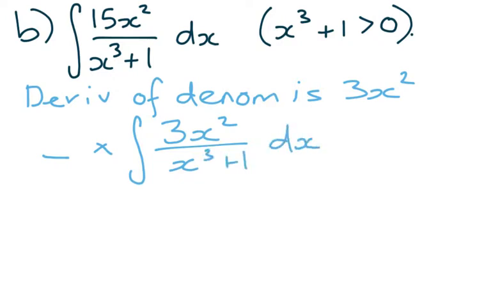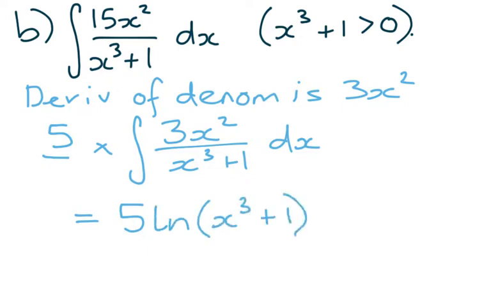Now, what do we need to multiply the 3x squared by to get it back to 15x squared? Well, it would need to be multiplied by 5. So we would then have 5 times the natural log of x cubed plus 1, because remember, it's the denominator that goes in the brackets. And then, of course, we have to add c at the end.